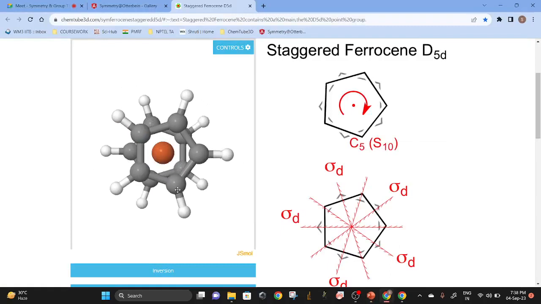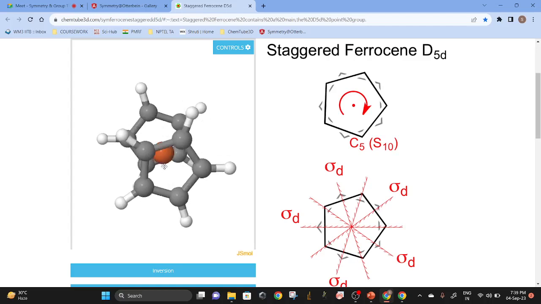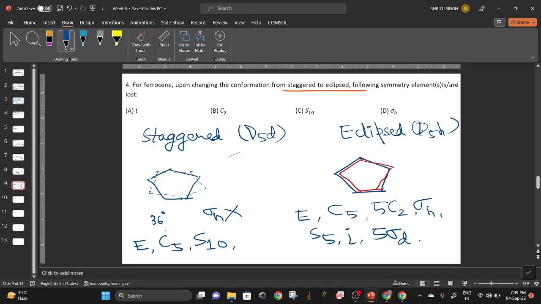Okay, let's visualize I, the inversion center. Now if you go from the top to Fe and then go on the opposite side like this, you will find another atom. You are going in this direction and then in this direction, you will find this atom. From this top through Fe, then down, you will find this atom. So inversion is still there, and the inversion center is this iron atom. So we still have I.